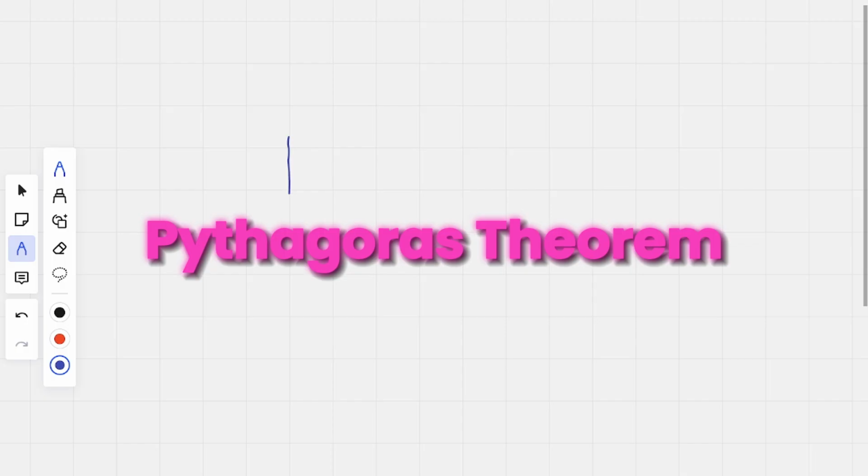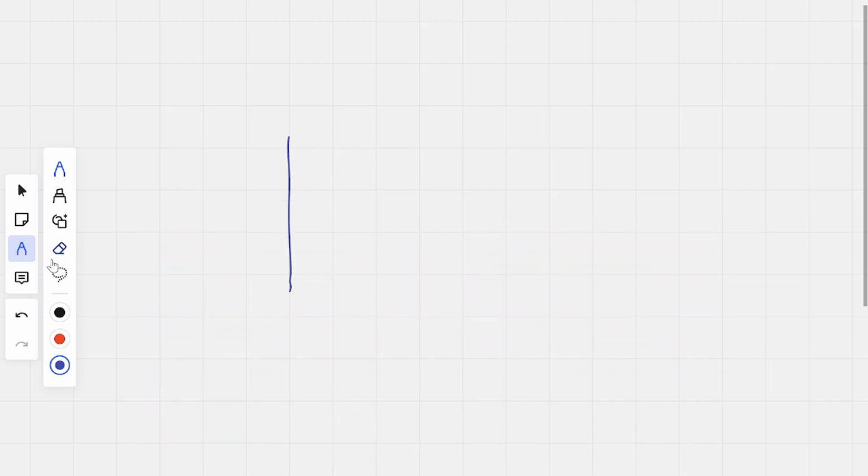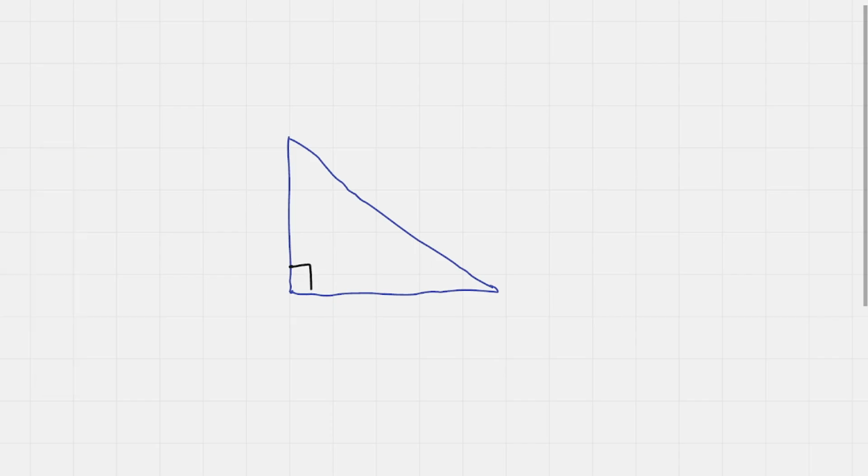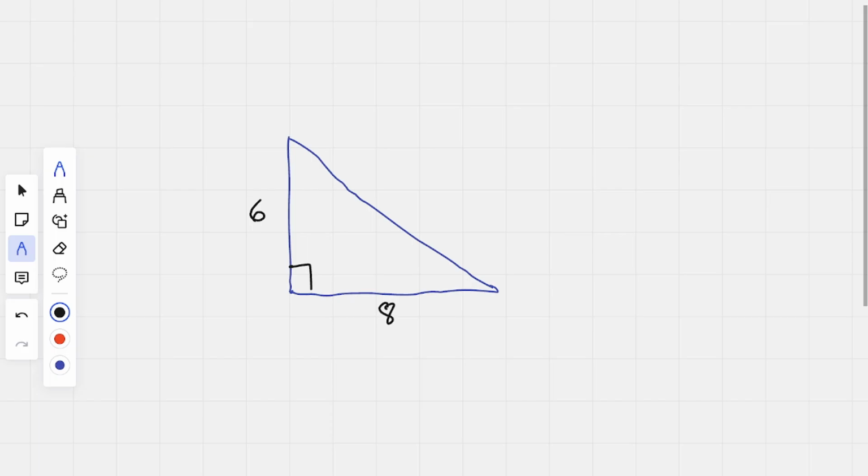Hello guys, today in this video I'll be teaching you how to use the Pythagoras theorem to solve questions relating to the right angle triangle. As you can see, I am creating a right angle triangle with the legs of the right angle triangle having sides 6 and 8. Most questions will ask you to find the length of the hypotenuse, which is C in this case.